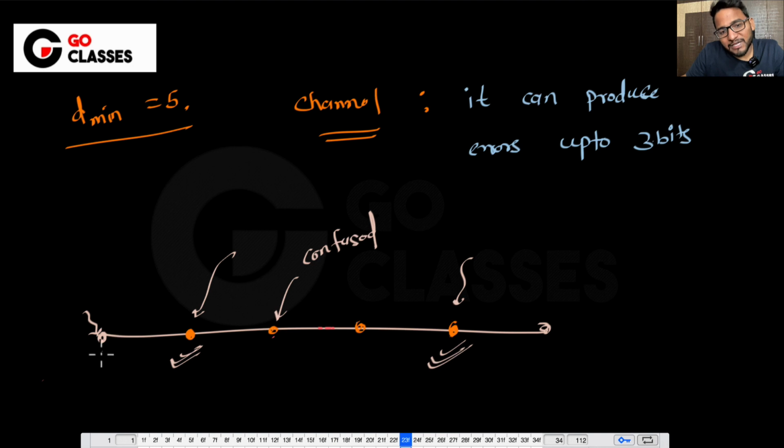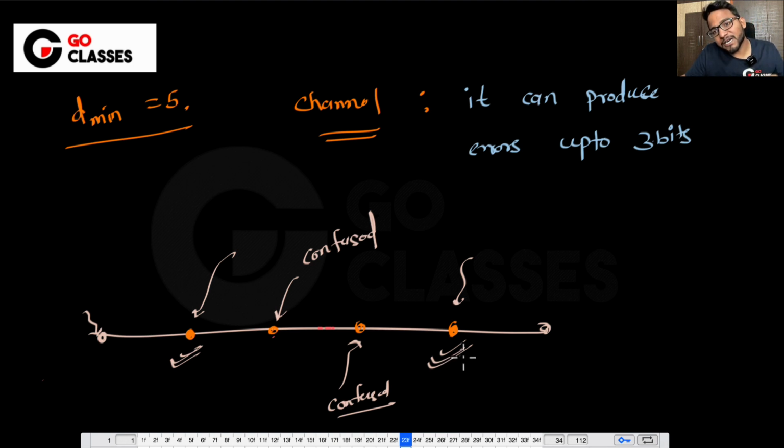The corresponding could be the left one, or the corresponding could be the right one, because left is saying that the Hamming distance is 2, right is saying the Hamming distance is 3, and my channel can produce any one of them, right? Similarly, for this also I'm confused. But for these two I can actually give the correct answer.